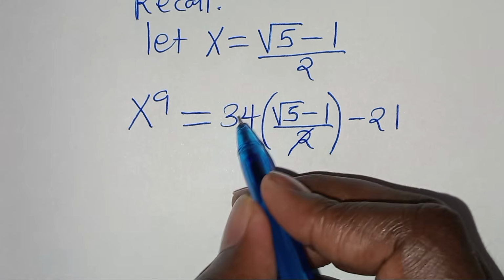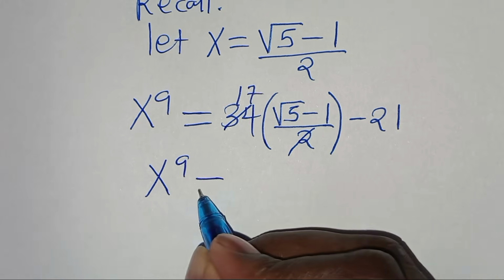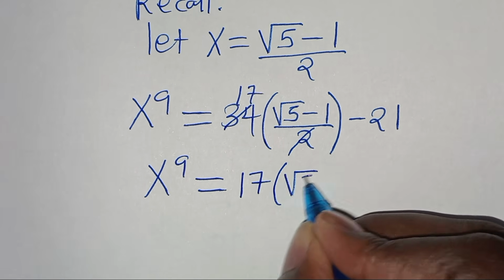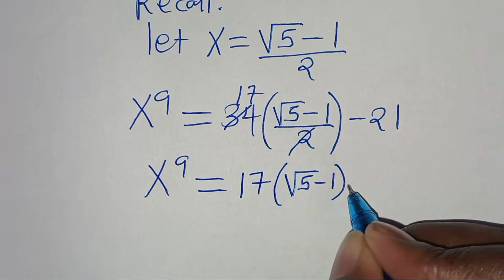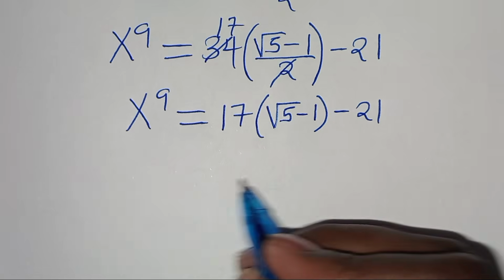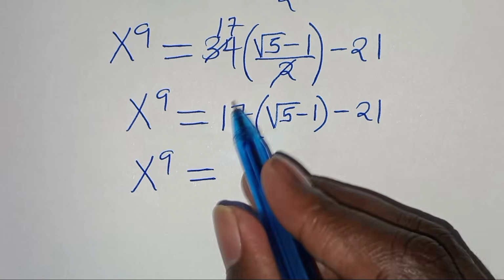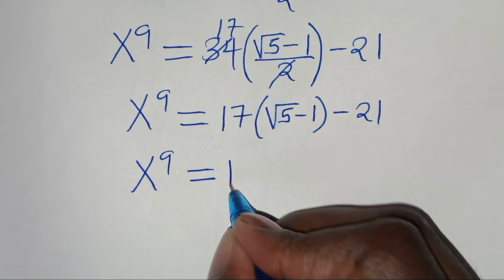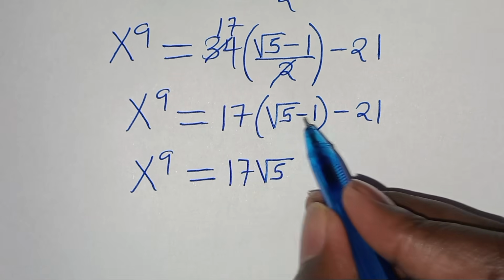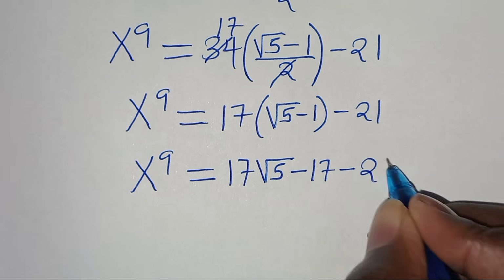34 divided by 2, this is 17. So x to the power of 9, this is equal to 17. Into the parentheses, this is square root of 5 minus 1. Then subtract 21. So that now, here we have x to the power of 9. This is equal to 17 times square root of 5. This is 17 square root of 5. Then 17 times minus 1. This is minus 17. Then minus 21.